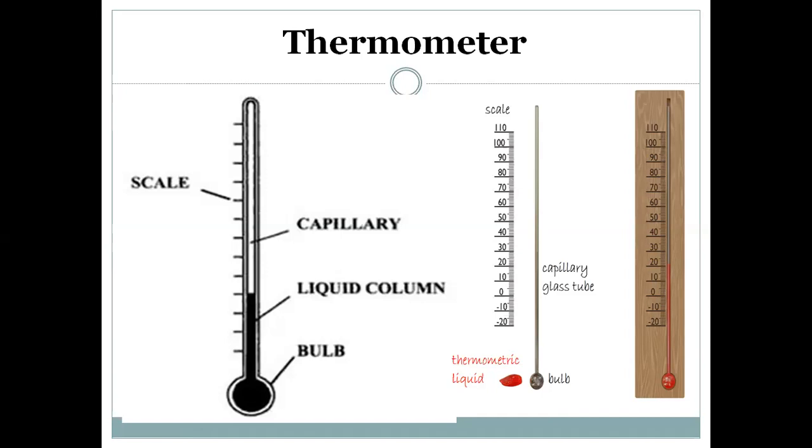So the basic parts of a thermometer are the bulb, where the mercury or colored alcohol is placed; then we have the glass capillary, and we have the scale. As you see, we have a small bulb here. It contains the liquid, which is mercury or colored alcohol. Then we have the glass capillary, and the scale. These are the basic parts of a thermometer.